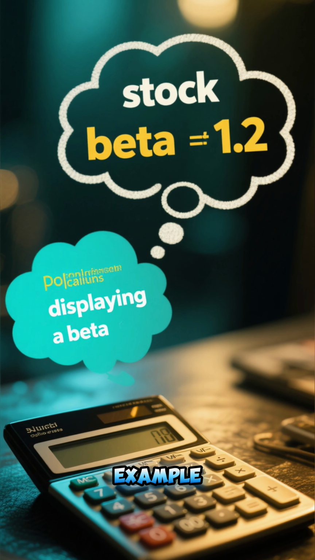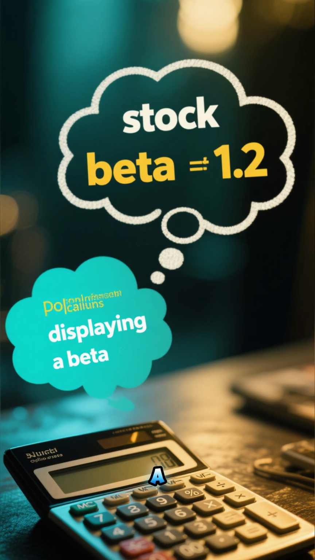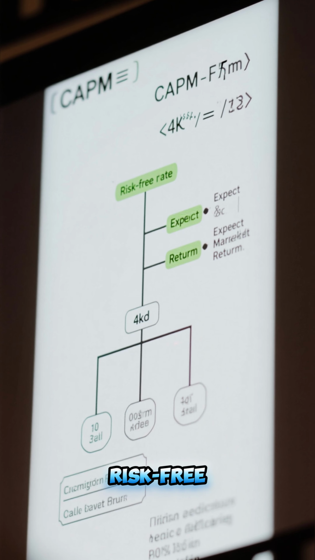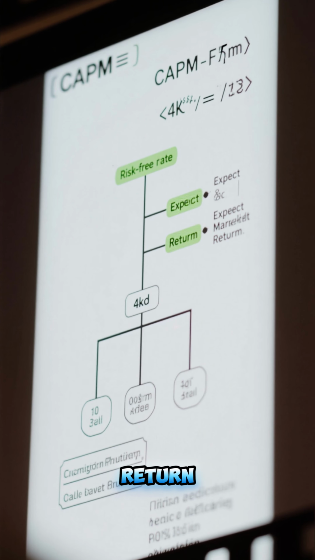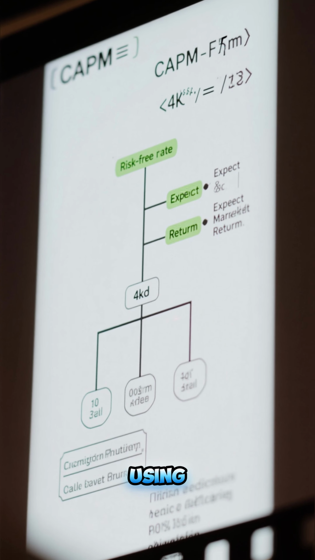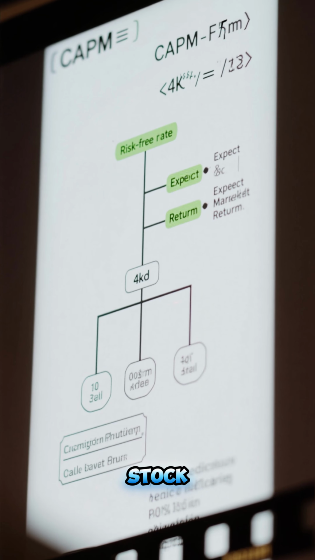Let's do an example together. Let's say that you are considering investing in a stock that has a beta of 1.2. The risk-free rate of return is 5% and the expected market return is 8%. Using the CAPM formula, we can calculate the expected return for this stock.